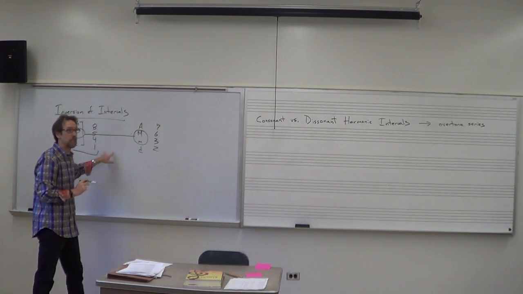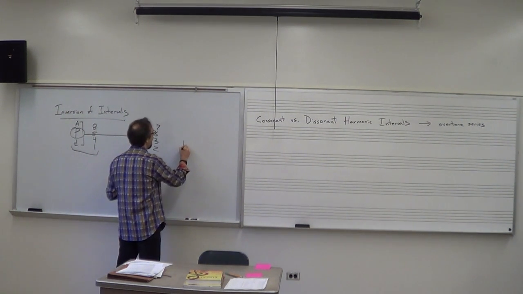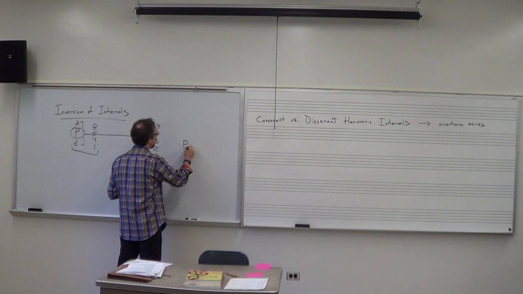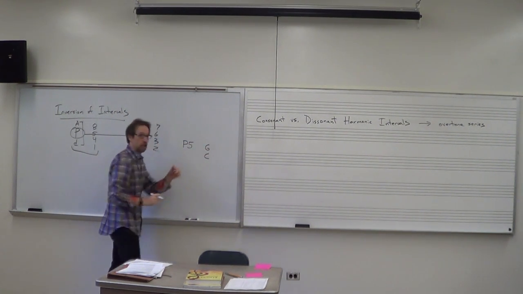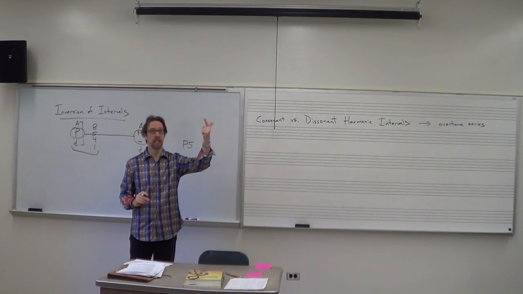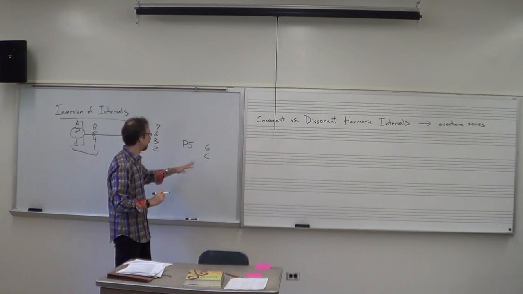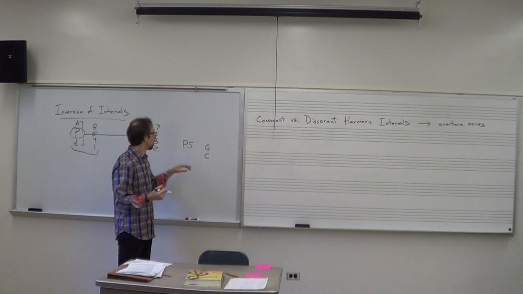Now when you invert an interval, let's just take an interval. Let's say we have a perfect fifth, and let's say that interval is C to G. We always go from bottom to top, right? C, D, E, F, G. So that's where we get the fifth. The G is in the C major scale, therefore it is perfect.